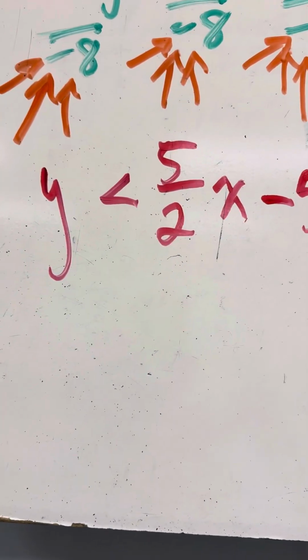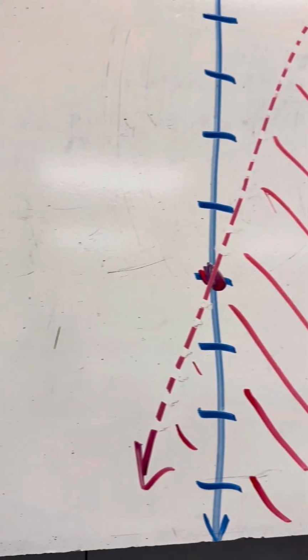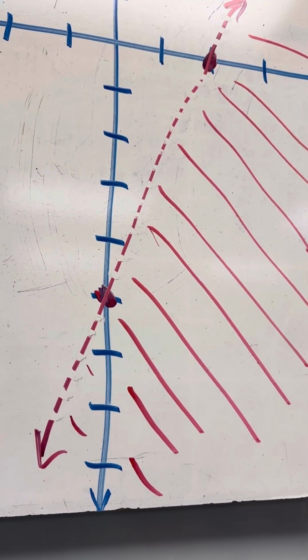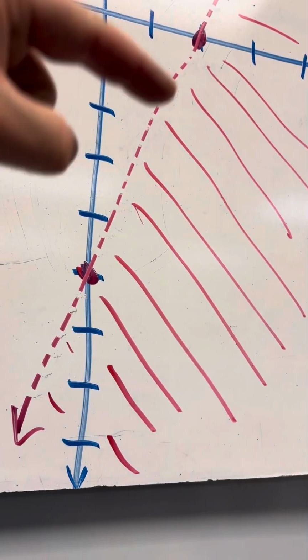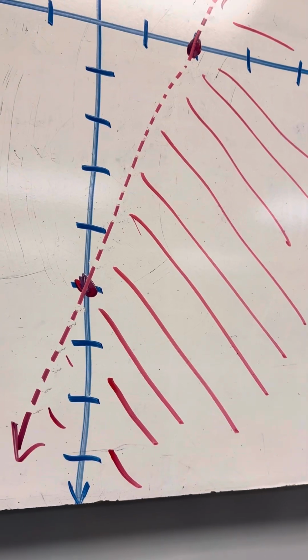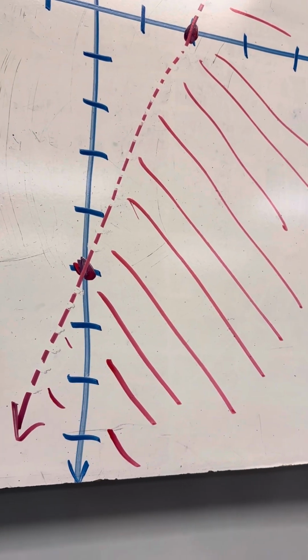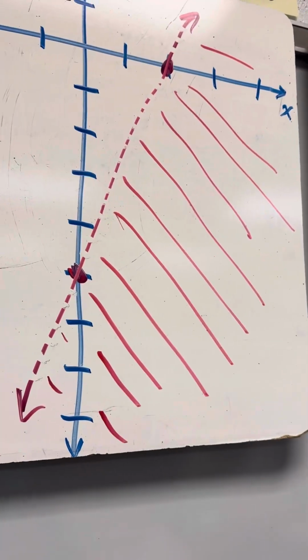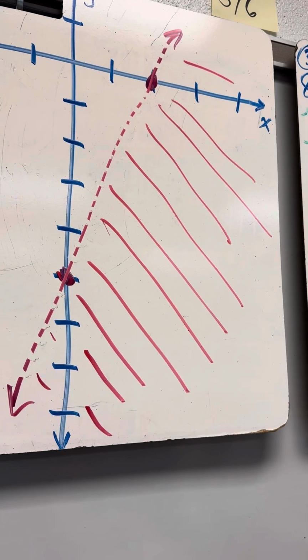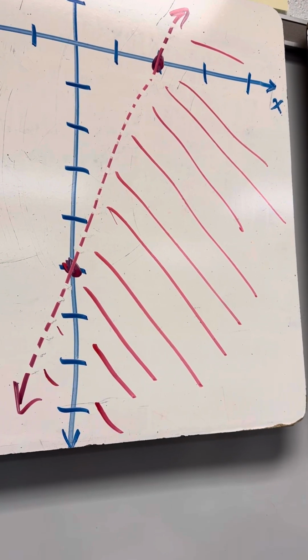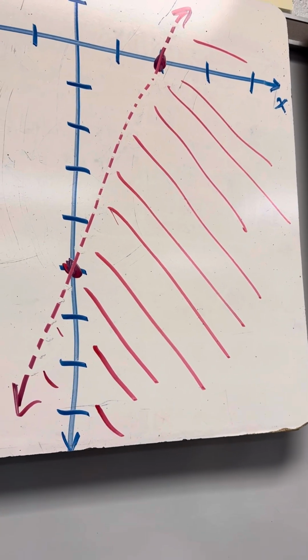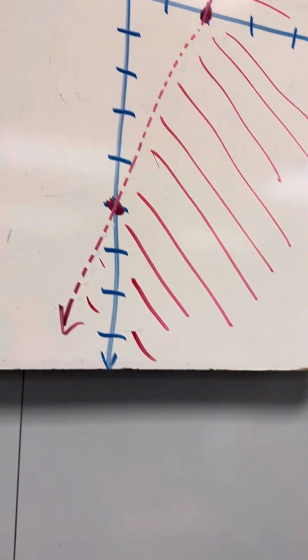And it's less than, right? First of all, we click change line to make it a dashed line. And then we shade below. Click the change shade button and click until it shades below. And there's your graph.